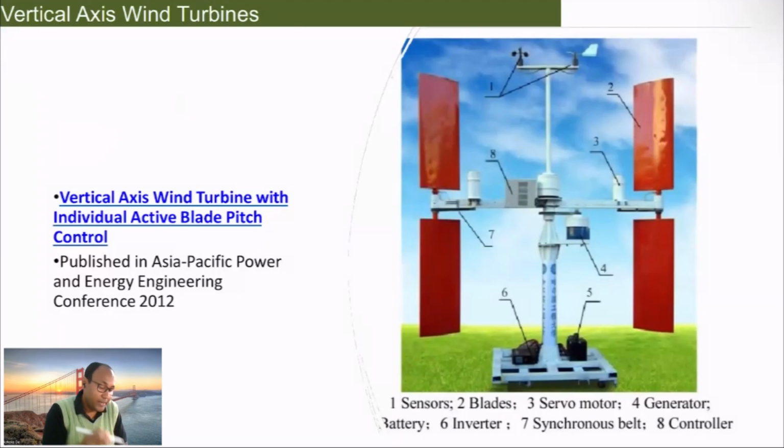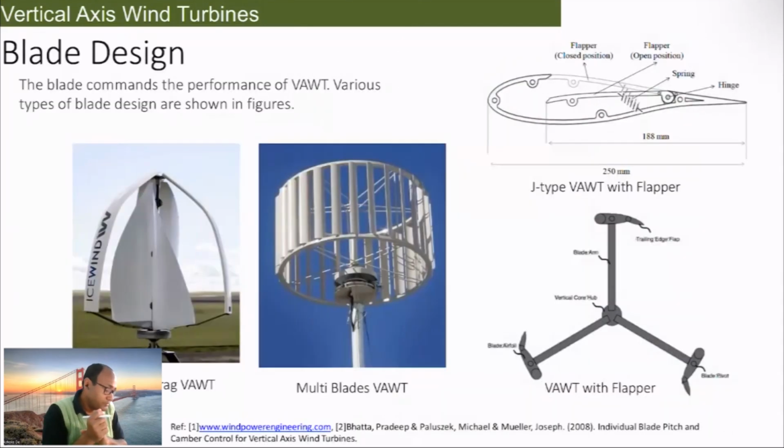You could see different components, sensors and all these things. In one foundation, you have multiple turbines constructed, and they are obviously giving you more power output. And like the horizontal axis wind turbine, blade design is also an important aspect here. Your blade actually commands the performance of the vertical axis wind turbine, so various types of blades are shown here.